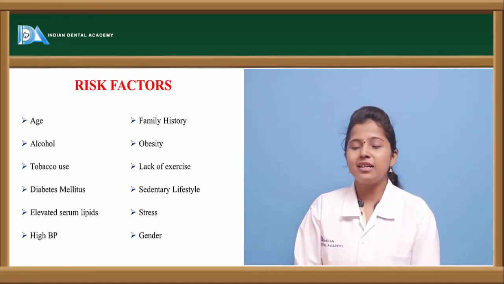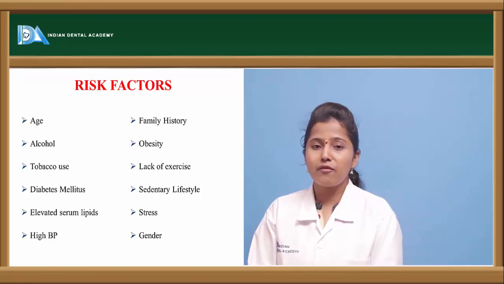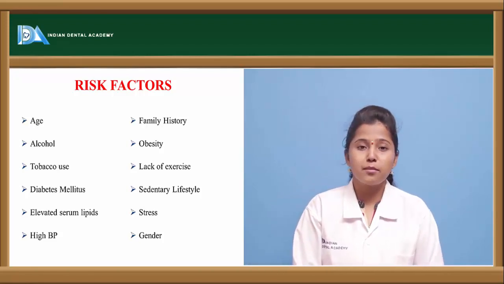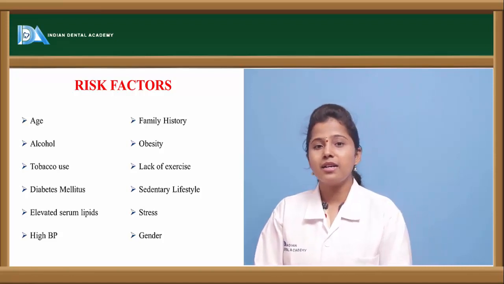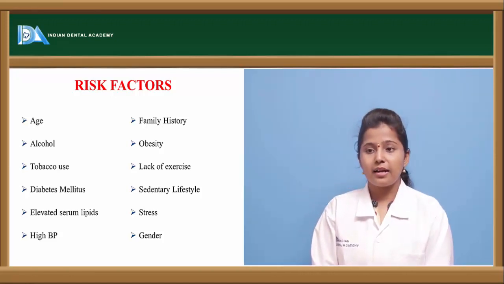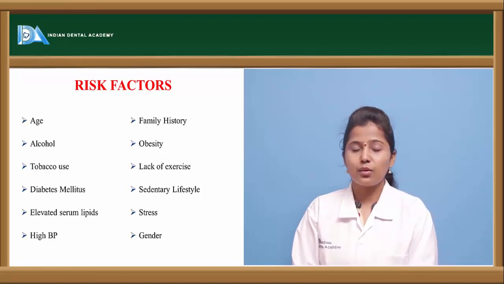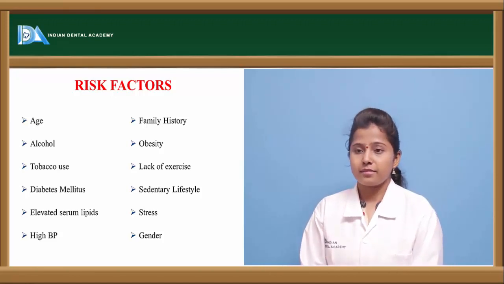And the other one is sedentary lifestyle. People who don't take food at a proper time, or who eat more junk food, or whose lifestyle is not routine, develop cardiovascular disorders. And the other one is stress, and the other one is based on gender.